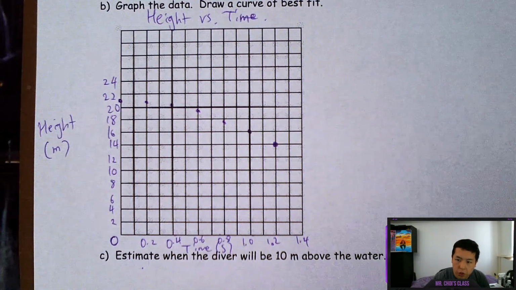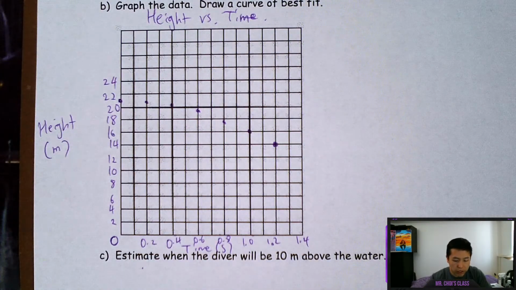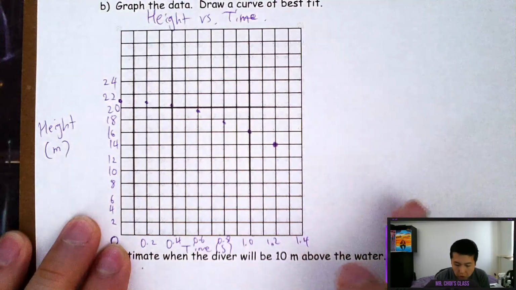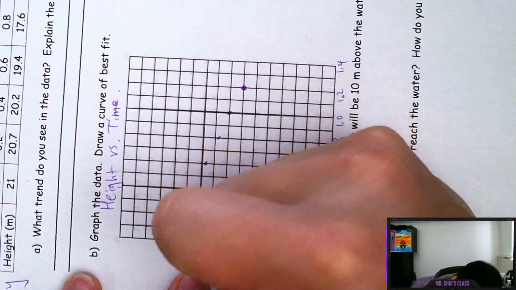And if we were to draw a curve of best fit, you would try to make a smooth curve as best as possible. Now, I would probably move it sideways like this because it'd be a little easier to draw.